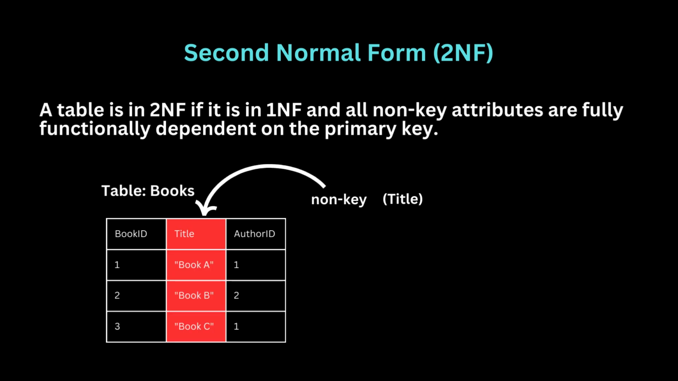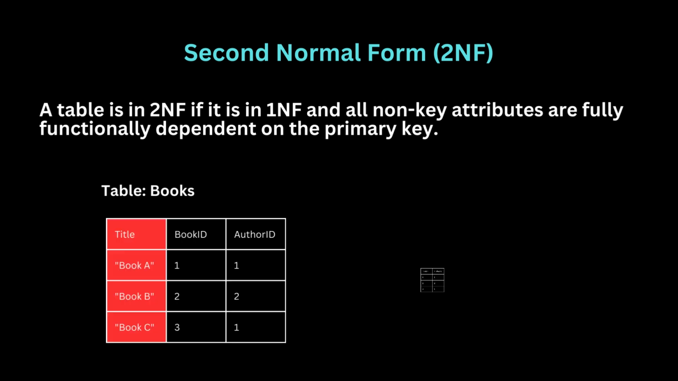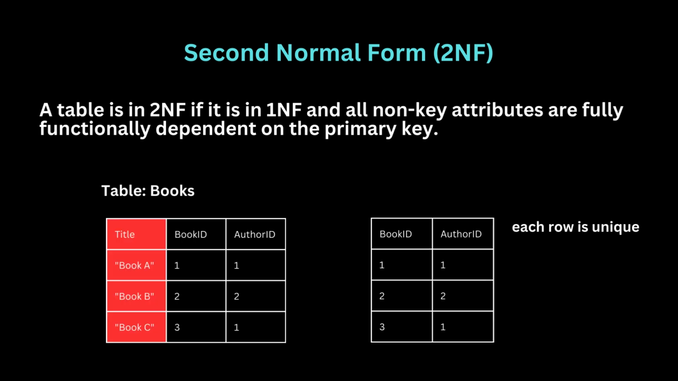In this case, title is functionally dependent on the entire primary key, book ID, author ID. Because each book's title is uniquely determined by both its book ID and author ID.